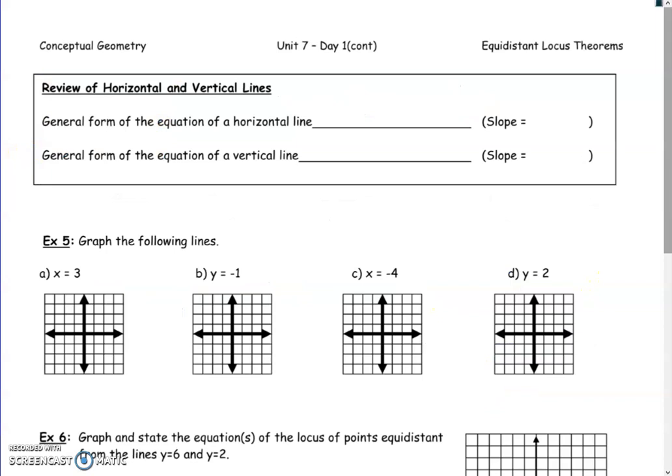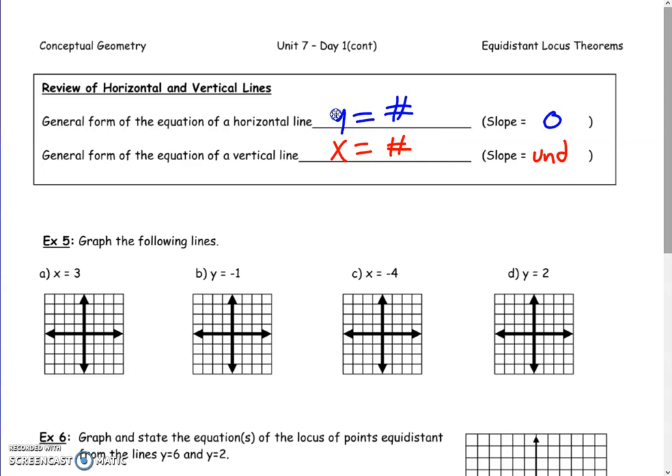The last thing we're going to do is review our equations of lines, because we're just not going to do this freestyle like we did on the first couple pages, but we'll also do this on a coordinate plane. So, review of horizontal and vertical lines. The general form of the equation of a horizontal line is y equals some number. That slope, if you remember, is 0. The general form of the equation of a vertical line would be x equals some number, and that slope is undefined.